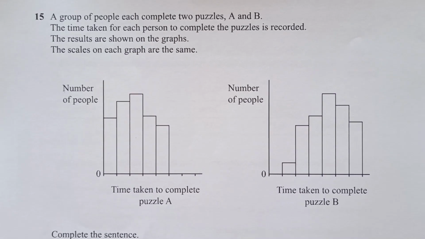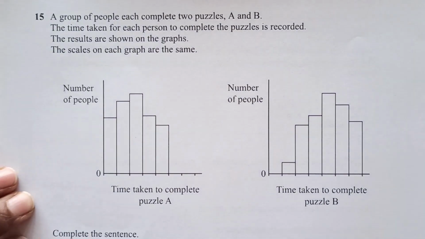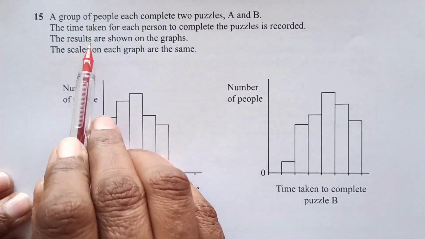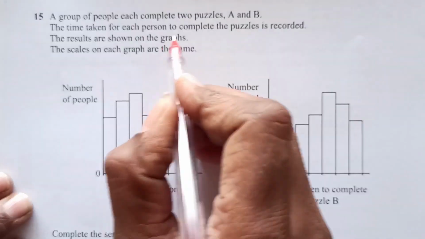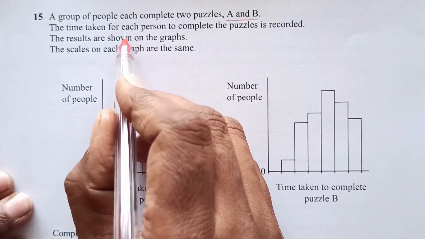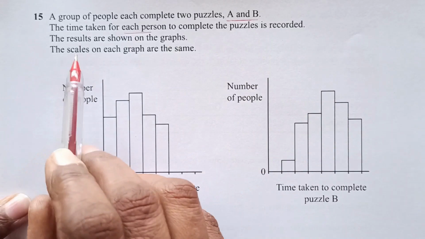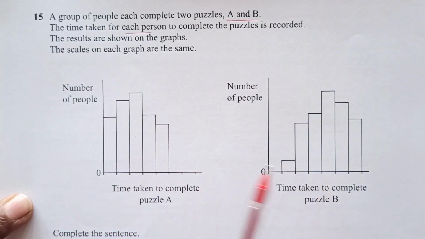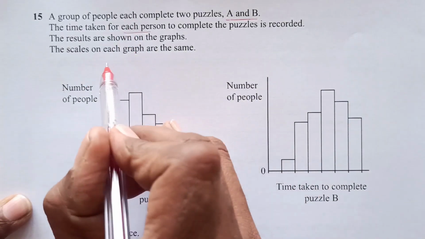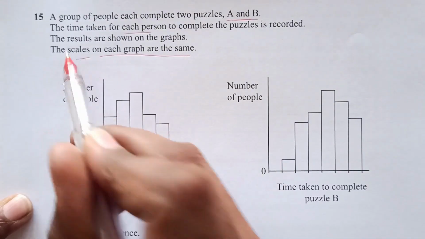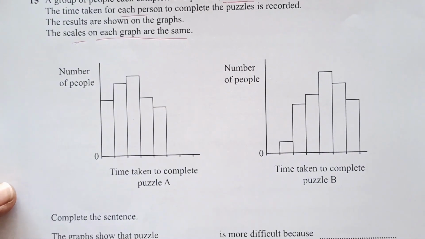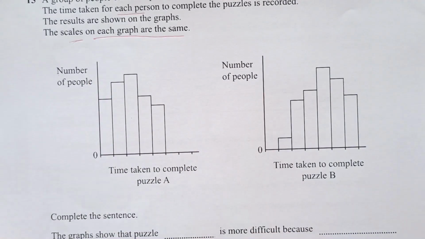So let's start. Number 15, a group of people each complete two puzzles, A and B. The time taken for each person to complete the puzzle is recorded. The results are shown in the graphs here. The scales on each graph are the same, so this is our clue. You can see we have two graphs here. This is puzzle A, this is puzzle B. Time taken to complete, and this side we have the number of people, right?